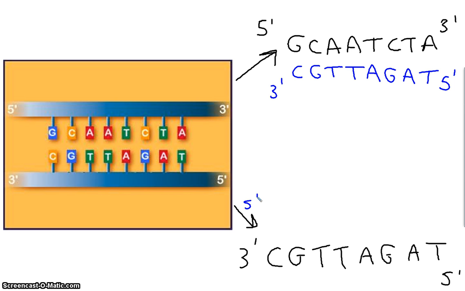Remember, they'd run anti-parallel, so complementary to a C would be a G, a C, A, T, C, T, and A. So now, if we're doing DNA replication, you should be able to take any segment, realize that they are anti-parallel, and match the complementary base pairs to each one. So there's an example of DNA replication.